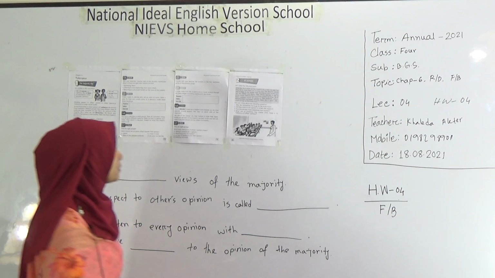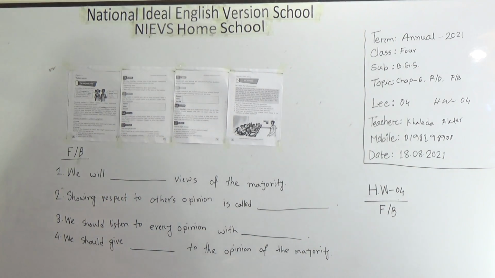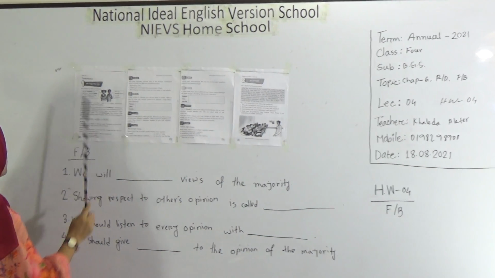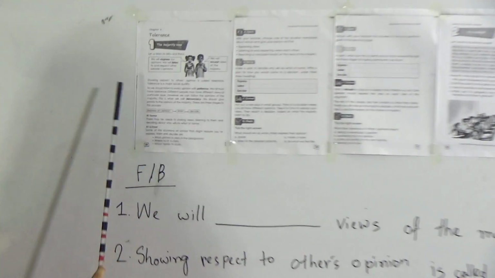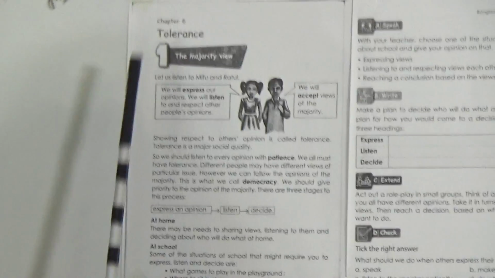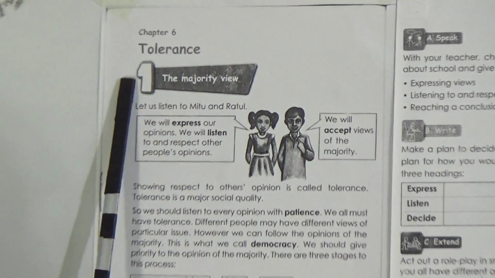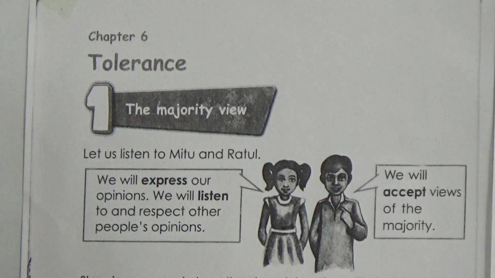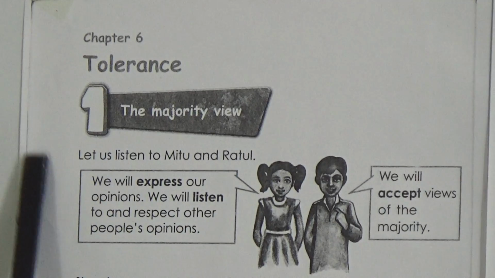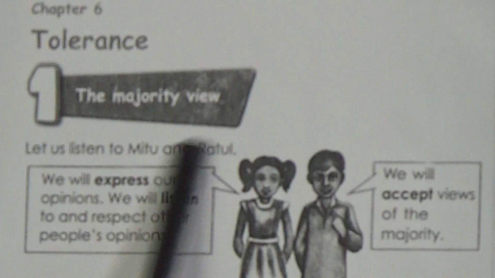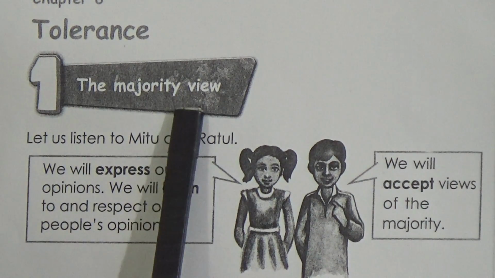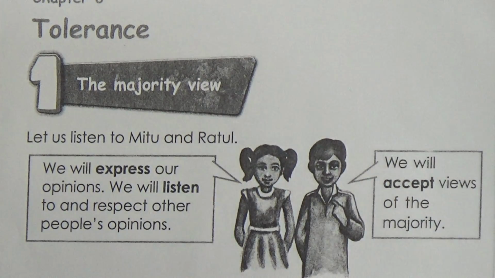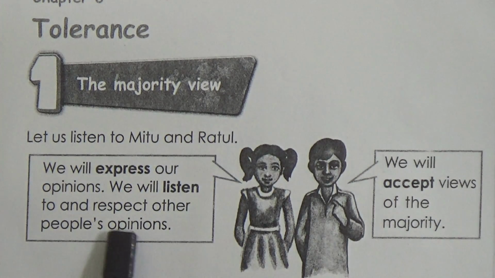At first look at the board. We will do reading of chapter 6 and the name of the chapter is tolerance. Okay. So look at the board, dear students, and this is chapter 6, and you can see the name of the chapter is tolerance. And at first we will look at lesson 1, that means the majority view. We will do majority view at first and then we will go to the further studies later.